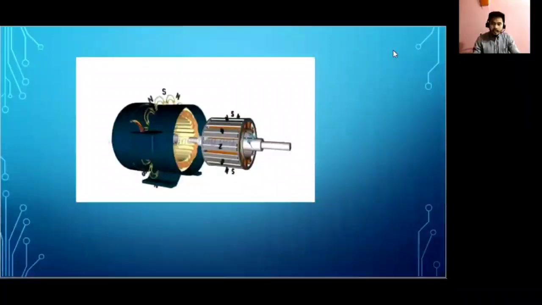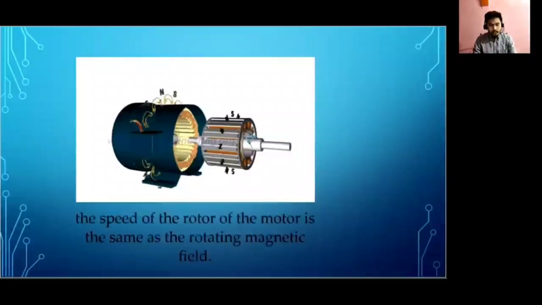Now, if an electromagnet is present in these rotating magnetic fields, as you can see in this animation, the electromagnet is magnetically locked with this rotating magnetic field, and it rotates with the same speed as the rotating field. Now, the rotating field is the rotor. The rotating magnetic field is at the stator side. This is where the term synchronous motor comes from. So the speed of the rotor of the motor is the same as the rotating magnetic field.